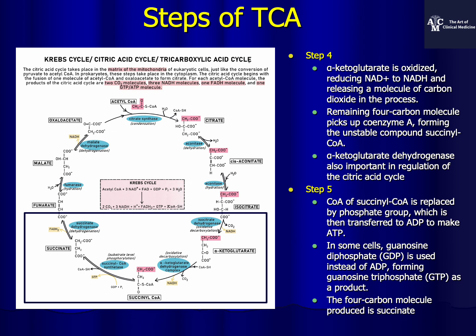The remaining 4-carbon molecule here is succinyl-CoA, which is very unstable. Alpha-ketoglutarate dehydrogenase is also required for regulating the Krebs cycle. So in step 5, the CoA of succinyl-CoA is replaced by phosphate and forms succinate. In this step, it is either going to form ATP or GTP, depending on which cell is doing this process. And the end result here is succinate.